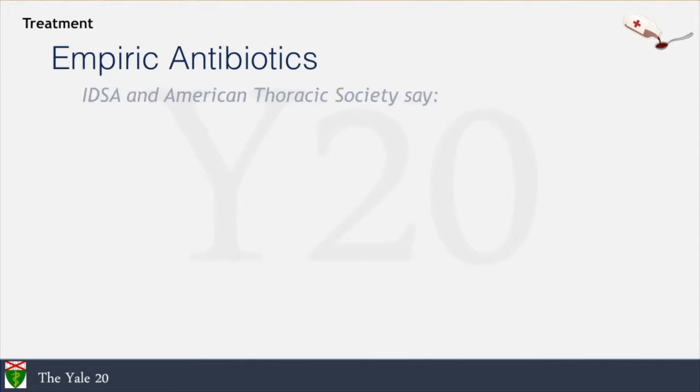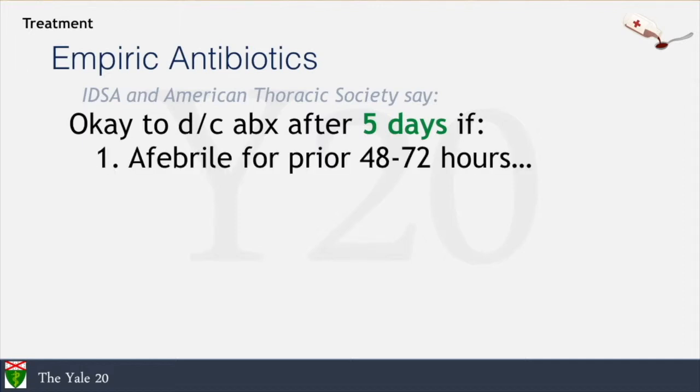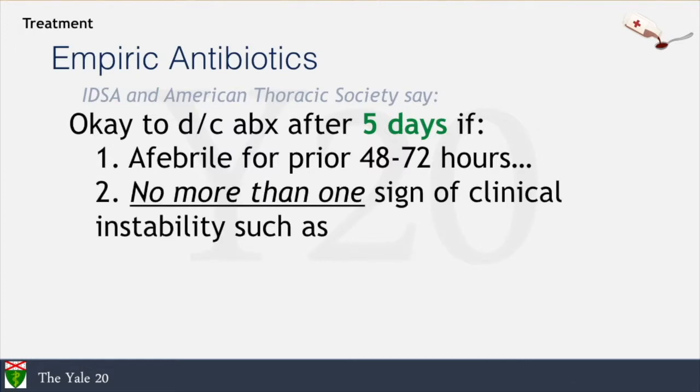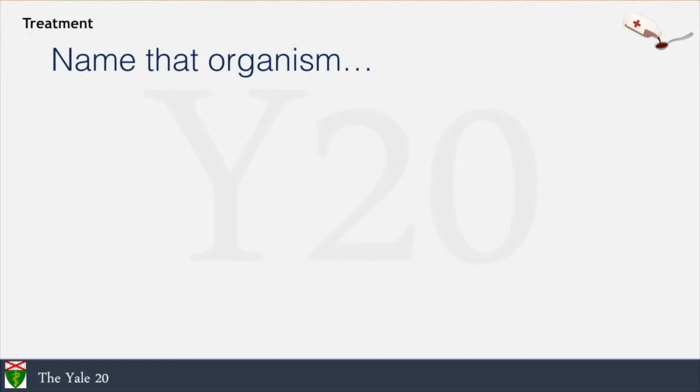But along with narrowing antibiotics is figuring out how long the course has to be at all. And there turns out to be some evidence that you can actually discontinue antibiotics after just 5 days for certain pneumonias. And that's particularly if the patient is afebrile for the prior 48 to 72 hours and has no more than one of the following clinical instability signs, such as blood pressure less than 90, heart rate greater than 100, respiratory rate greater than 24, oxygen sat less than 90%, or an arterial PO2 of less than 60 on room air. Okay, so let's think about targeted therapy.